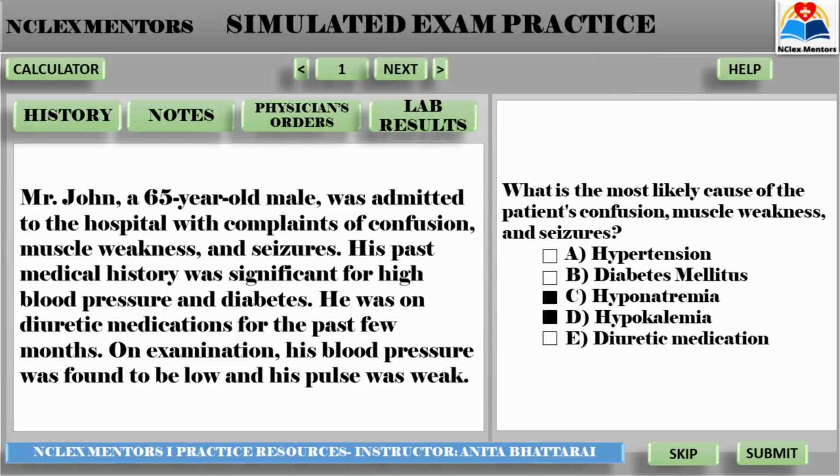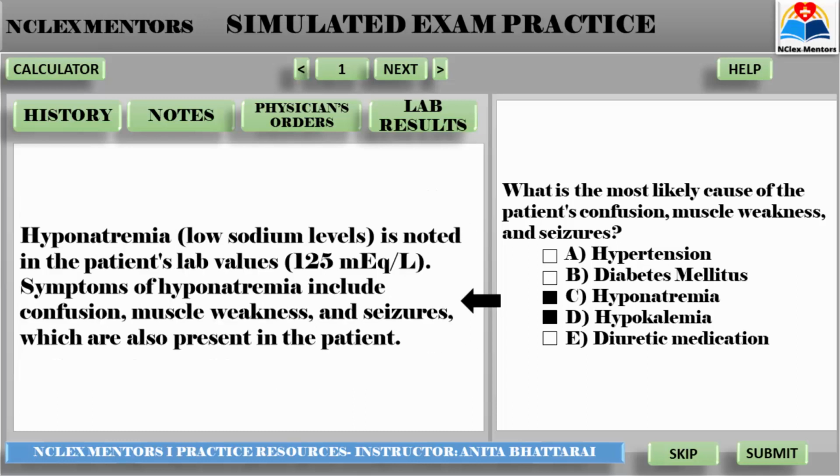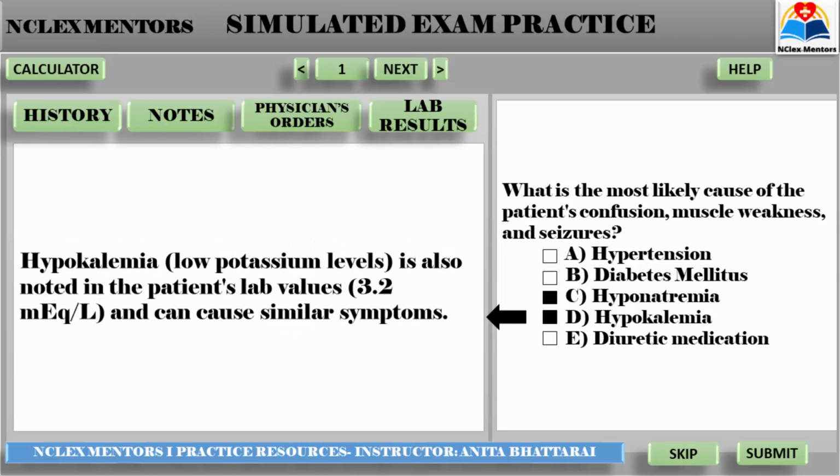The correct options are C. Hyponatremia and D. Hypokalemia. Hyponatremia is noted in the patient's lab values, 125 milliequivalent per liter. Symptoms of hyponatremia include confusion, muscle weakness, and seizures, which are also present in the patient. Hypokalemia is also noted in the patient's lab values, 3.2 milliequivalent per liter, and can cause similar symptoms.